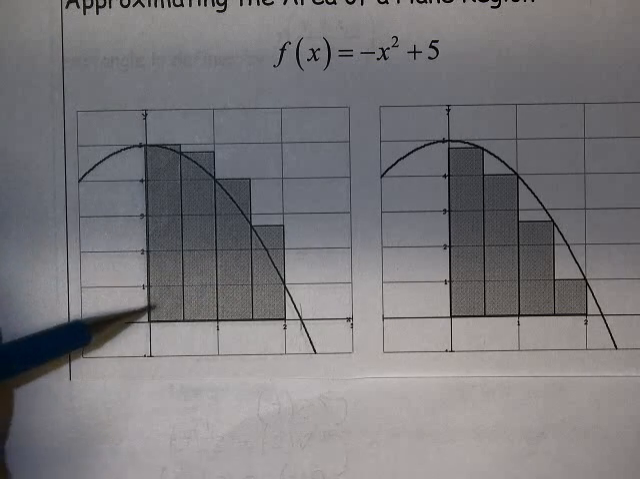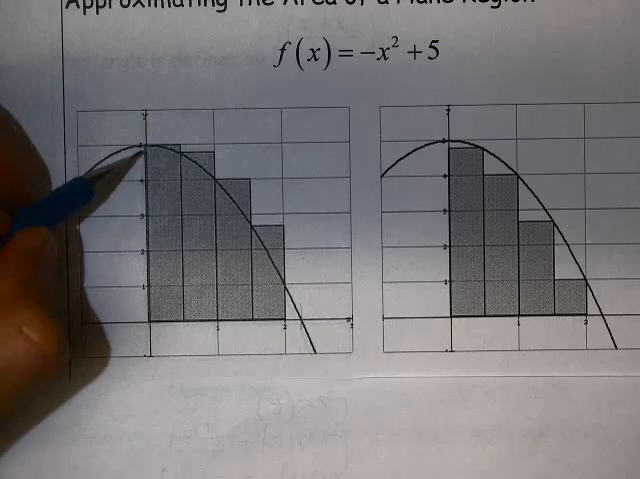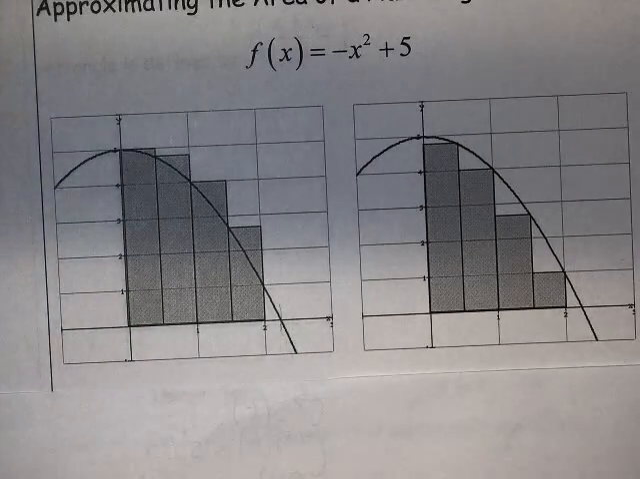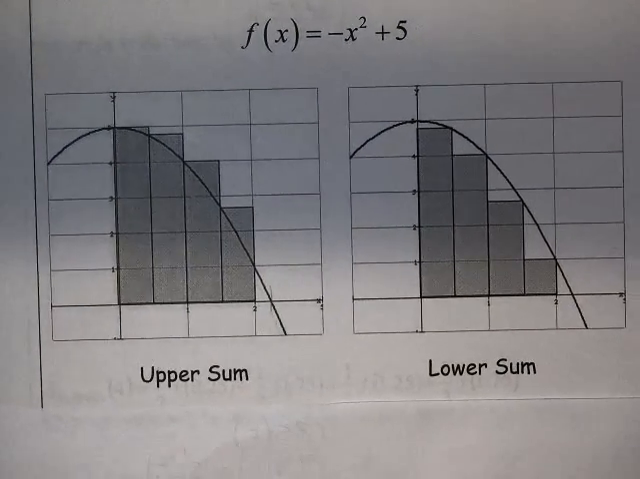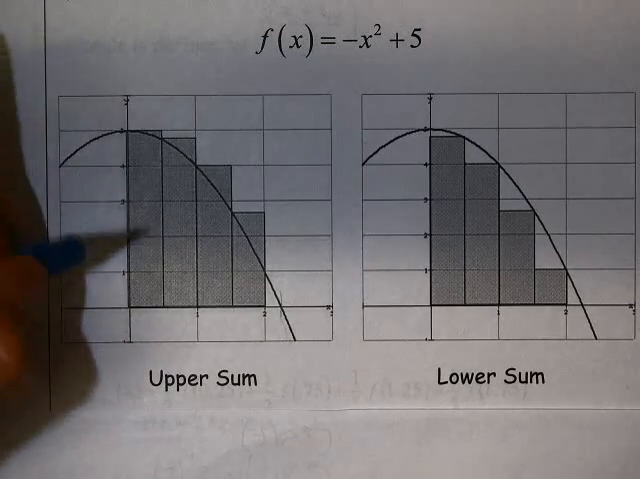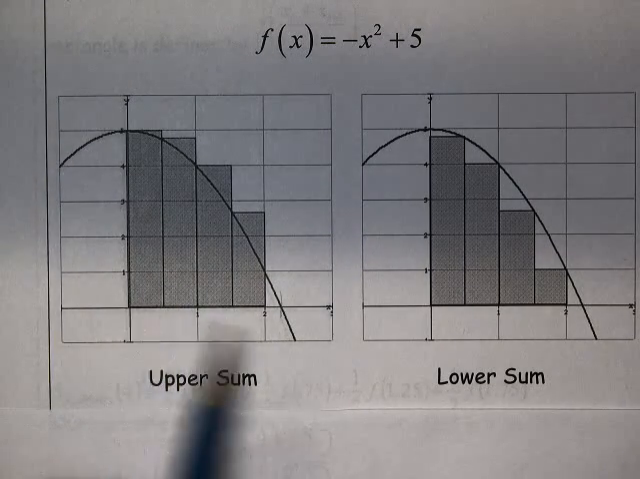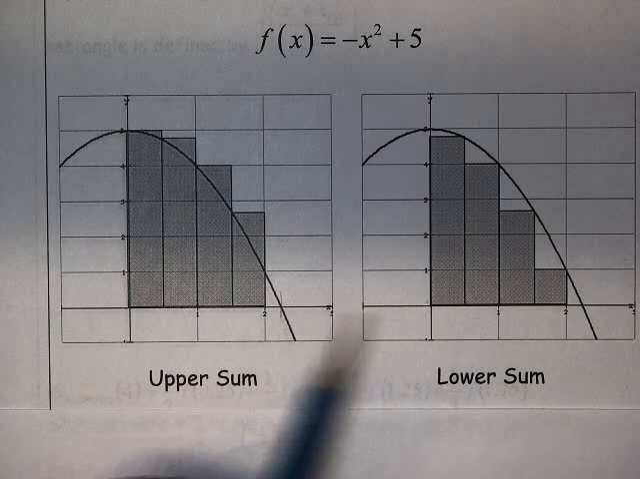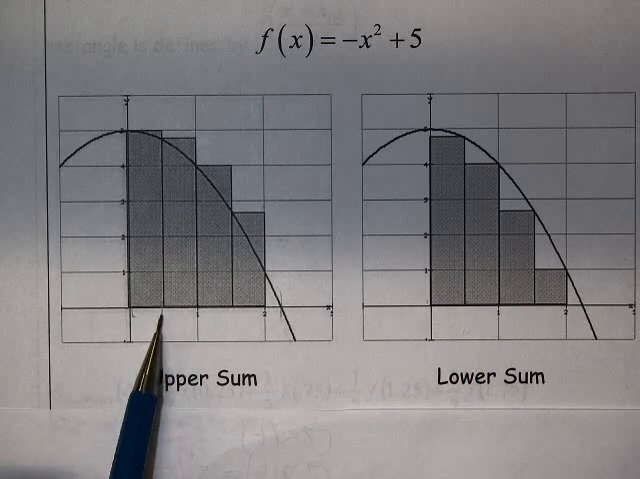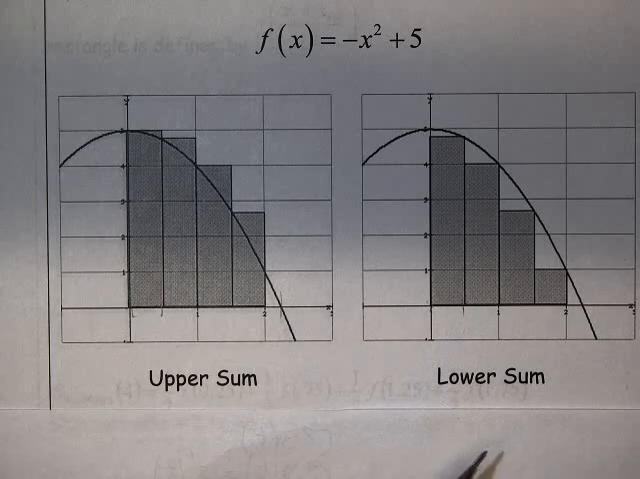All right? So I could use the upper sum, or I could use the lower sum. And you can see here I have my rectangles. The edges of my rectangles are defined by the same x-coordinates. So this goes from 0 to 0.5. This one also goes from 0 to 0.5.